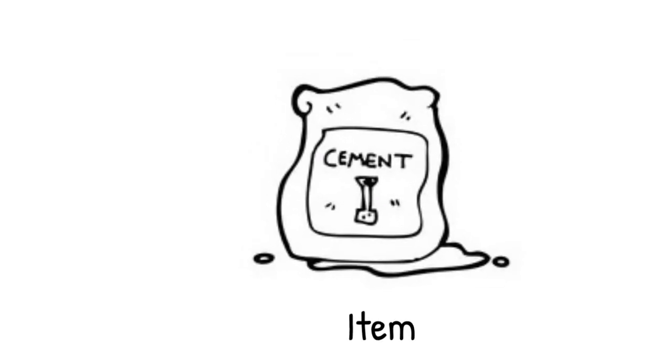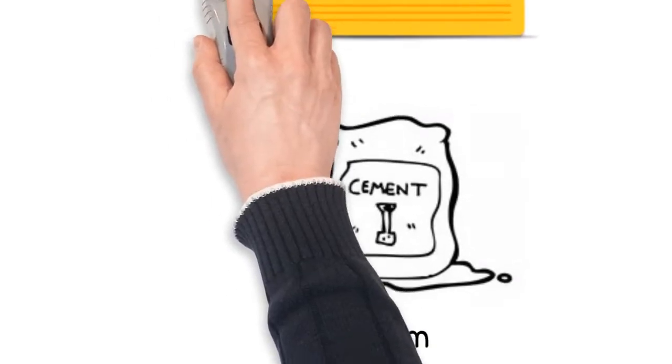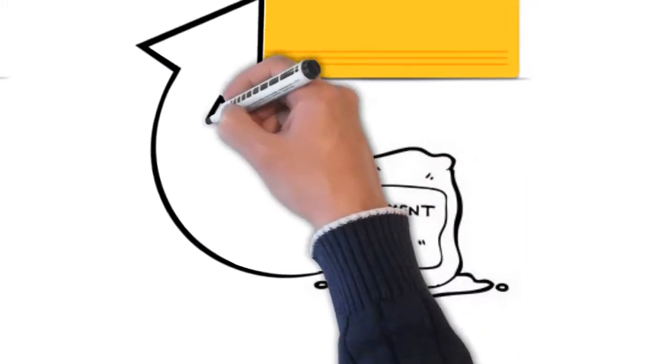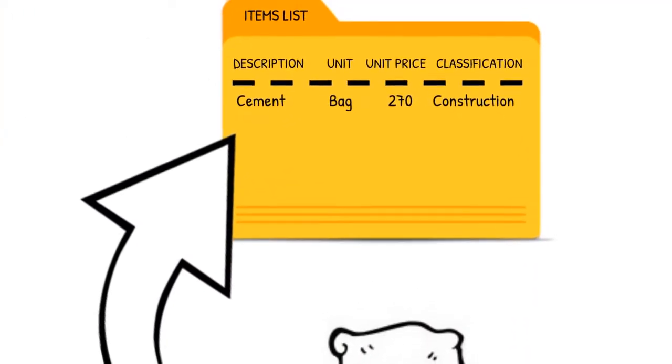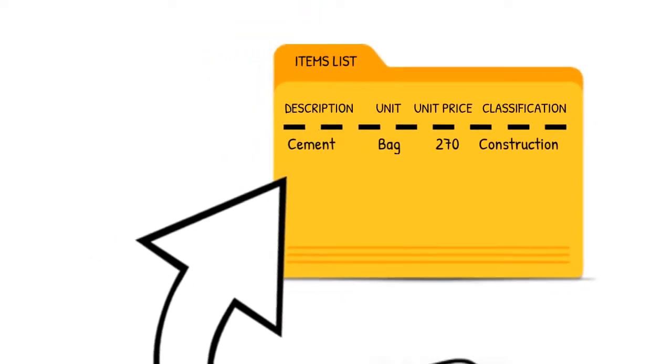Same thing with the items that you sell. You just select the items sold from the items master file and the unit of measure and the unit price are automatically provided for you. You don't need to enter them every time, except the quantity sold.